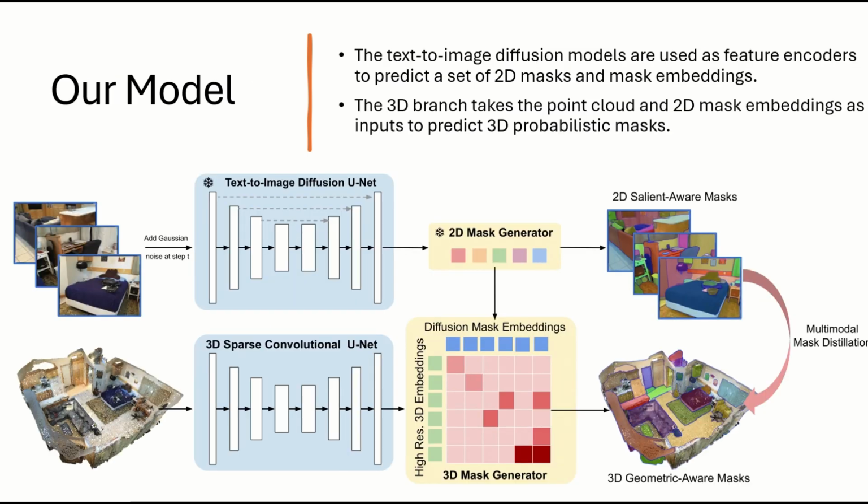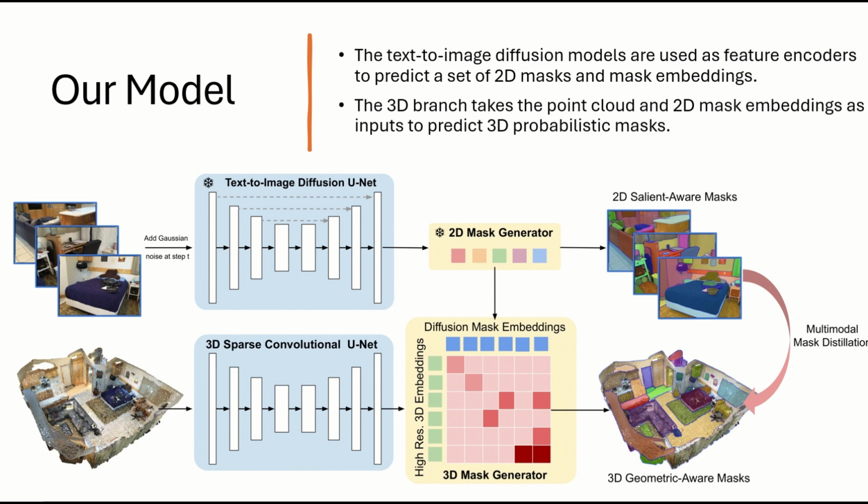Our model contains two branches. The 2D branch takes multi-view RGB images as inputs, and uses a pre-trained text-to-image diffusion model as a feature encoder. Then we add a mask generator head, which takes the upsampling layers from the diffusion UNet, and then predicts a set of 2D masks and mask embeddings.